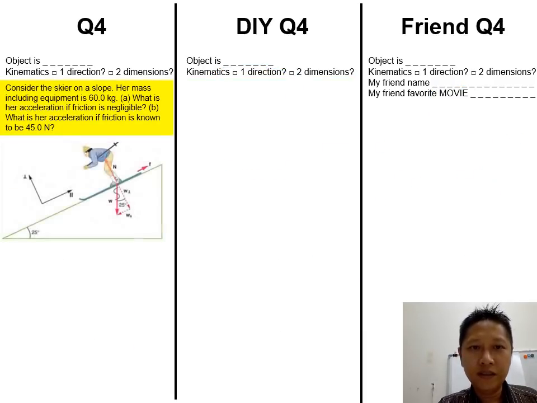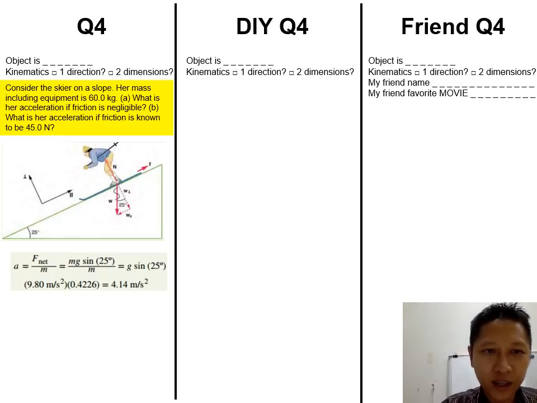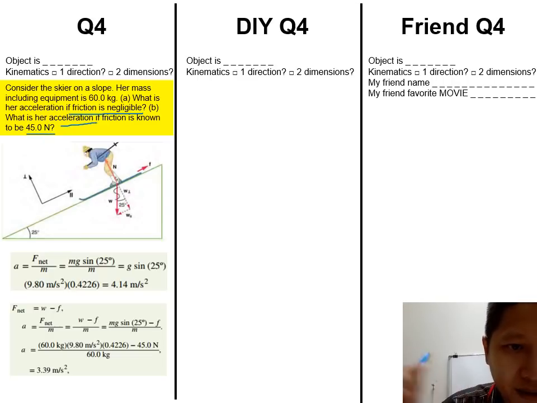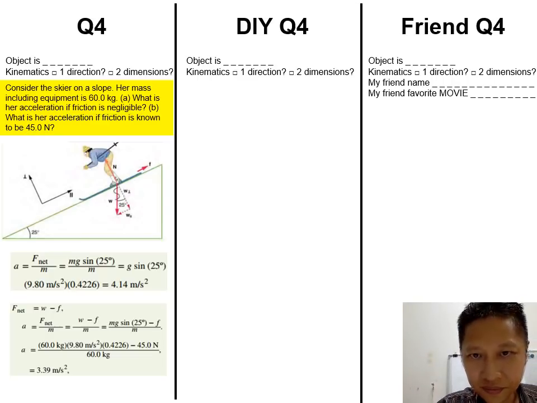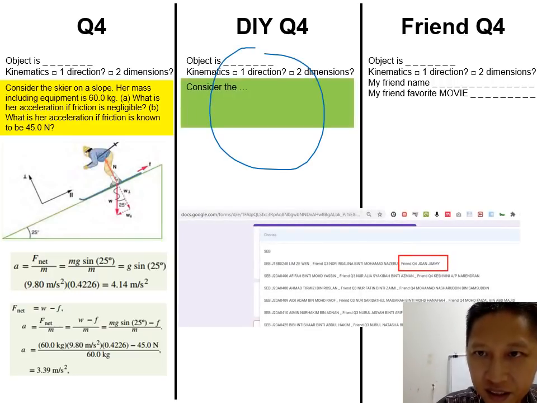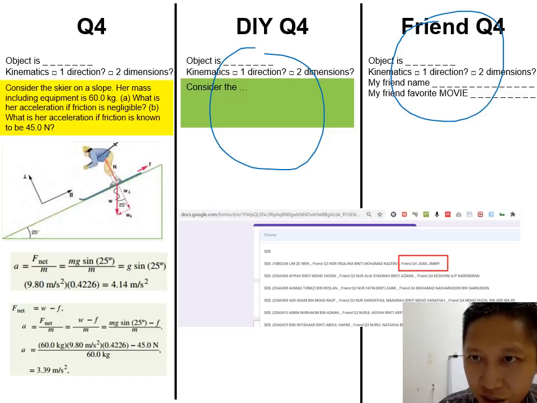For Q4, this is the problem. I won't discuss its details here. Later on, you want to find the acceleration if the friction is neglected. You don't want to care about the friction. And what is the acceleration if the friction is 45 Newton? So do it yourself, and then find your Q4 friend, copy, and you solve.